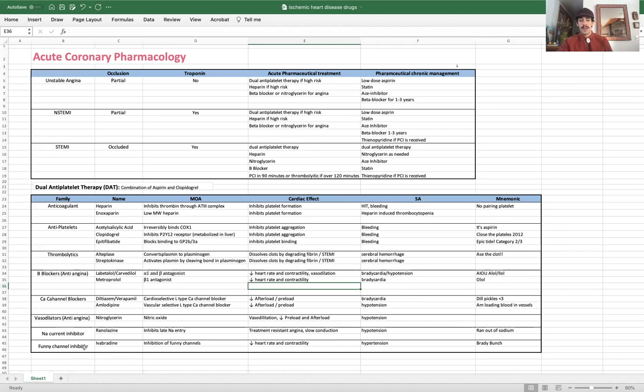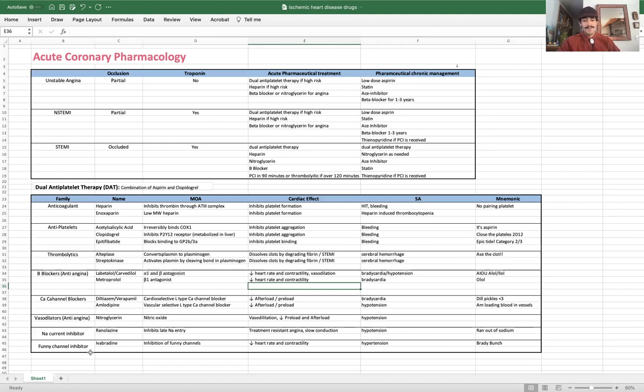I'm just going to throw in a couple late hitters here that you may see. One is Ranolazine. Ranolazine? I don't even know if I can say it, but we ran out of sodium. It's a sodium current inhibitor. It inhibits late entry of sodium. So just think Ranolazine ran out of sodium. This is usually used in rare cases for treatment-resistant angina, and just be aware of hypotension in this case.